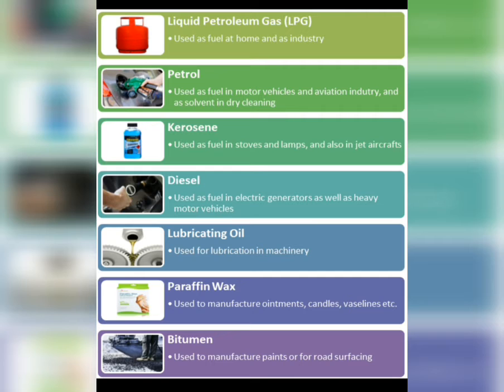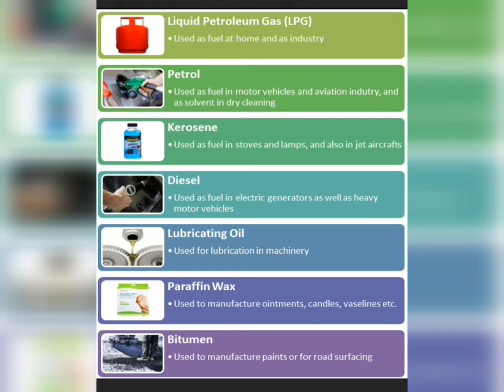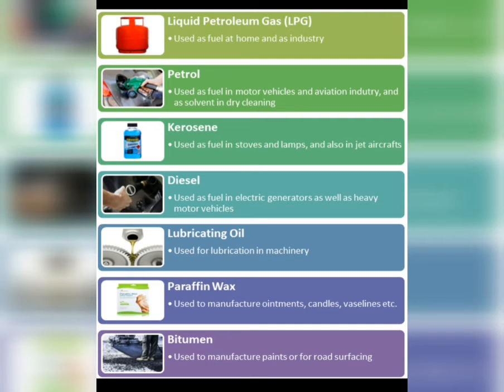Next, another product is diesel. This diesel is used as a fuel in heavy motor vehicles. Petrol is used as a fuel in light motor vehicles, and diesel is used as a fuel in heavy motor vehicles like buses, trucks, tractors, diesel train engines. And it's also used to run pump sets for irrigation in agriculture and in electric generators to produce electricity on a small scale.